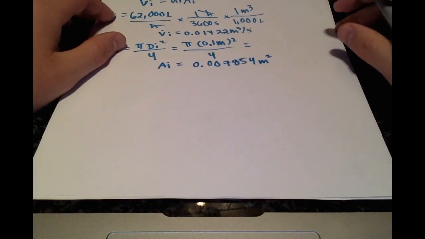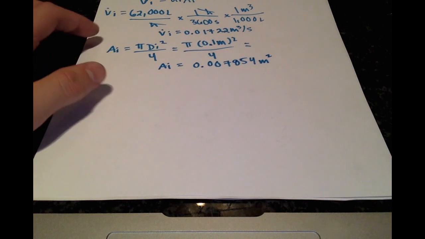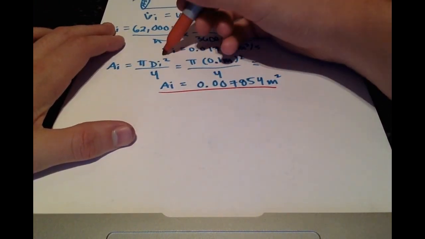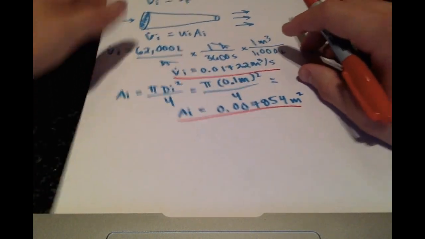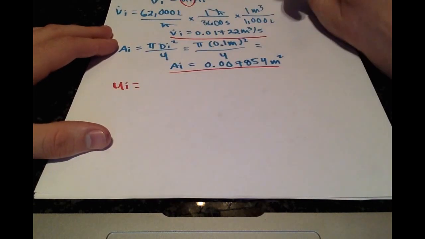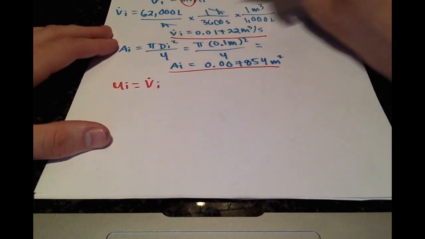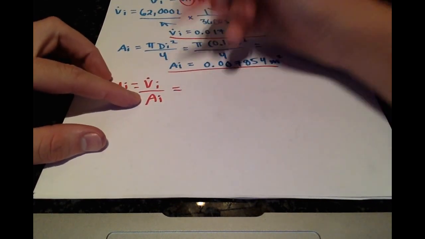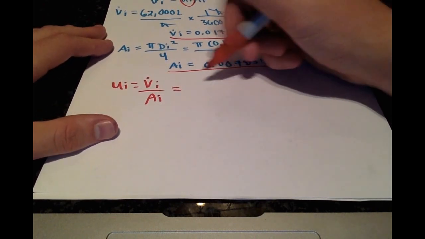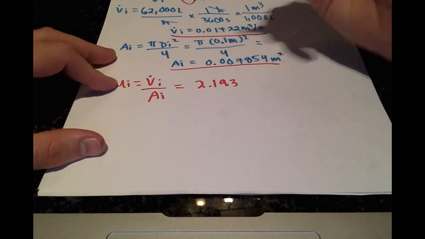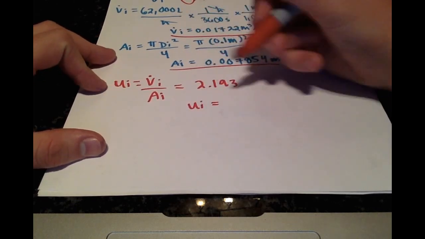Okay, and now to find our initial linear velocity, we'll take these two values here, manipulate this relationship right here, and we have that the initial linear velocity is the initial volumetric flow rate over the initial area, and that's going to be equal to 2.193. Alright, let's write that with our units and box it.